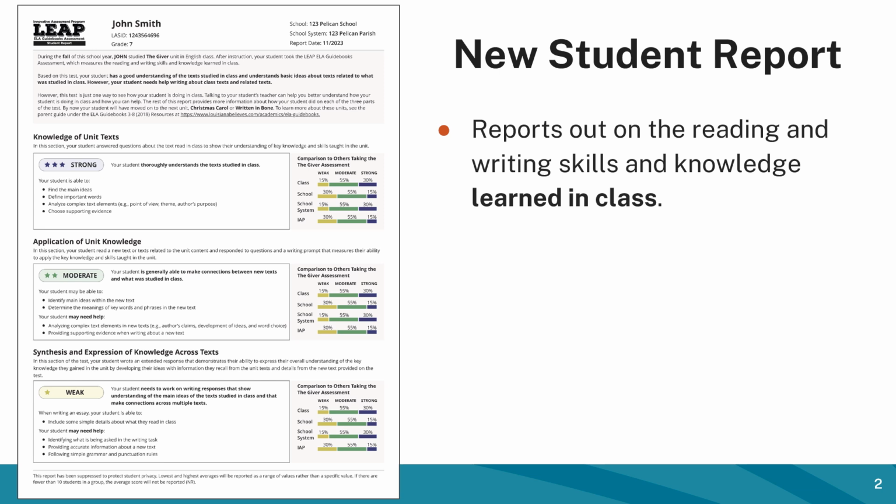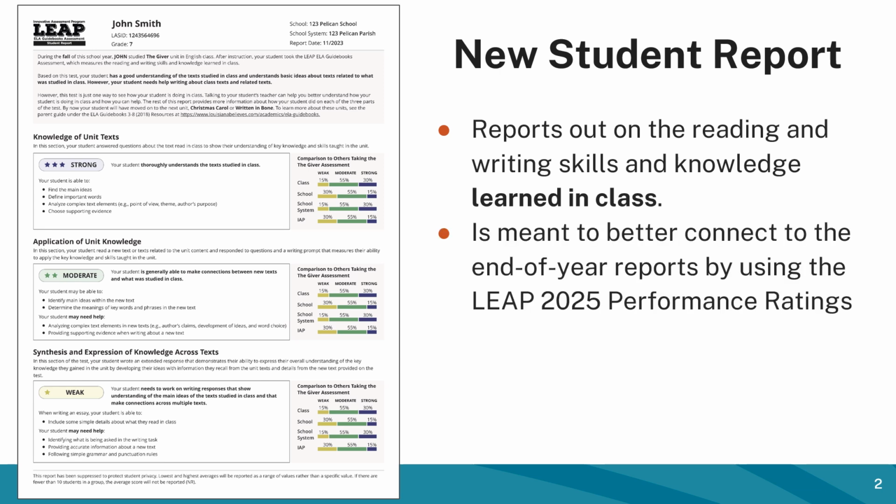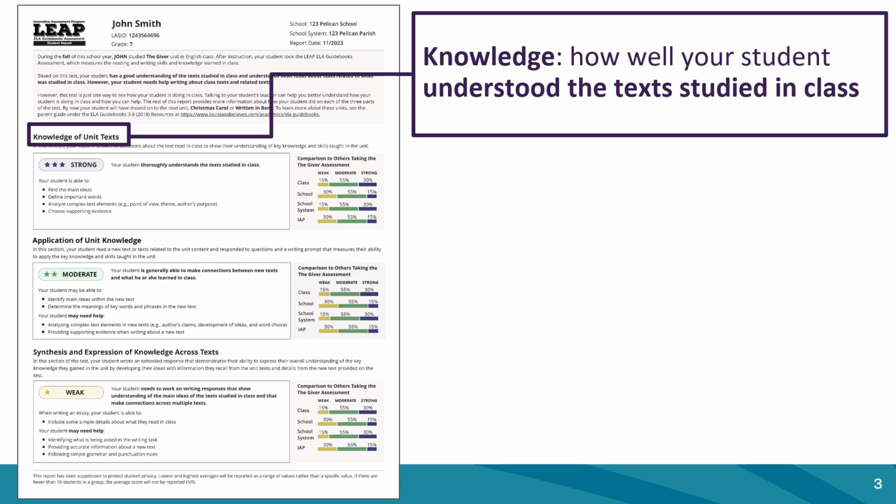This new report is meant to better connect to the end-of-year reports by using the LEAP 2025 performance ratings, which we will explain next. Your student's performance is reported in three categories. First is knowledge, which is about how well your student understands the text he or she studied in class. This category is based on a section of the assessment in which your student answered questions about the text read in class to show their understanding of key knowledge and skills taught in the unit.